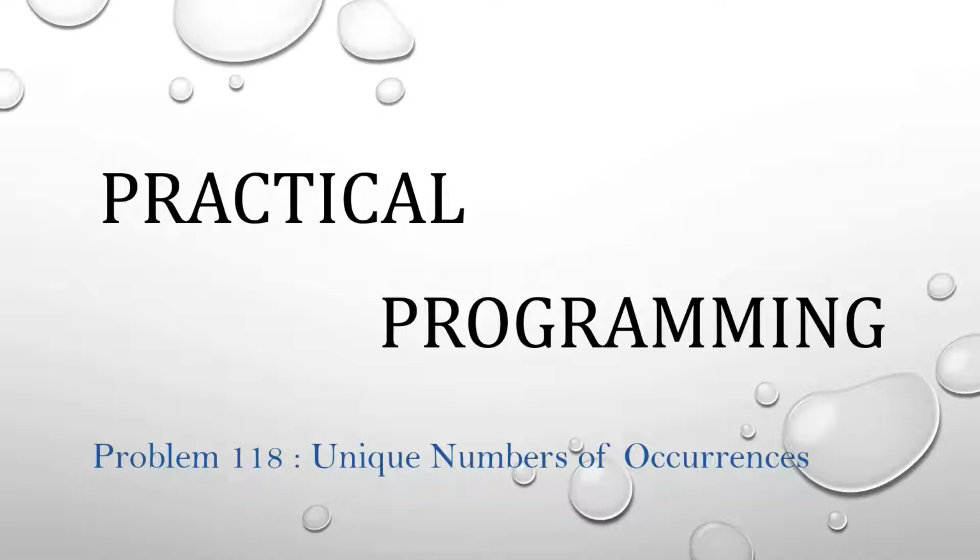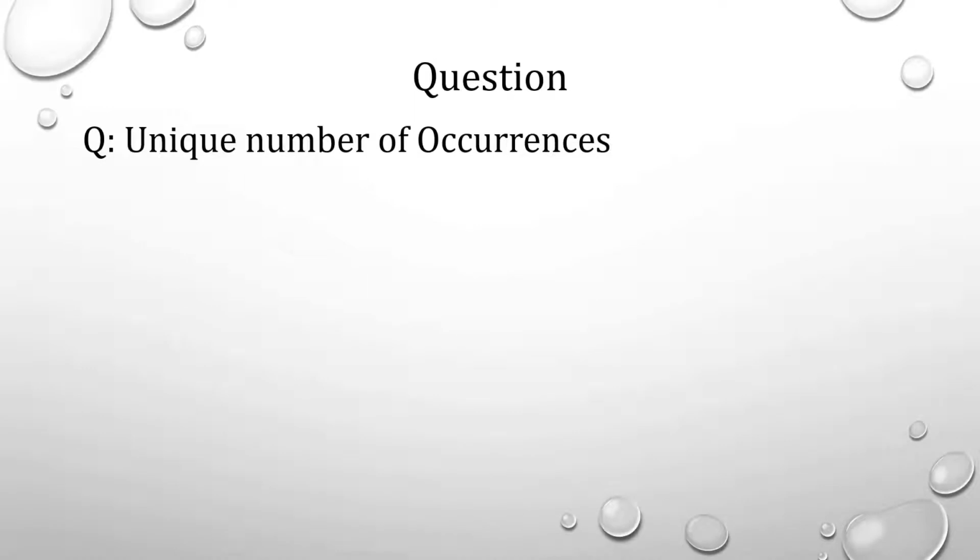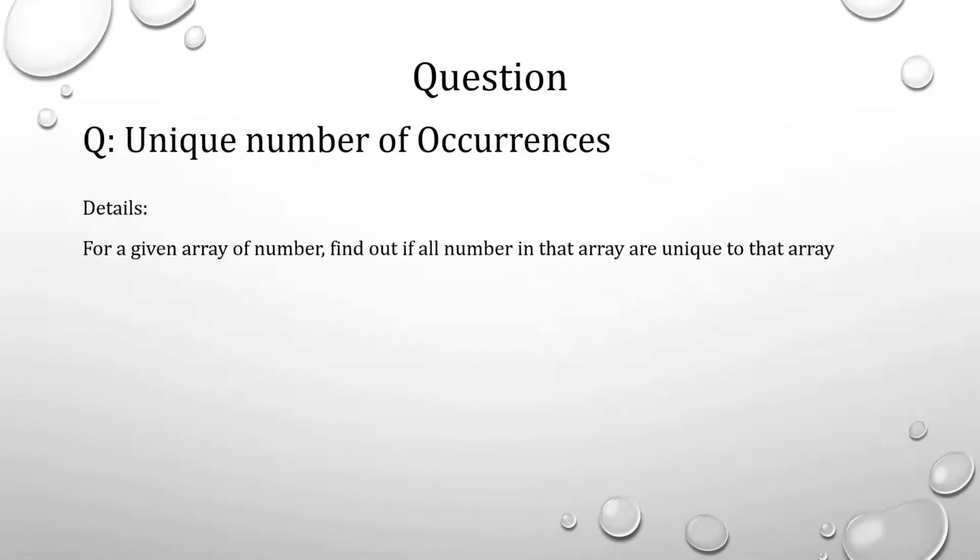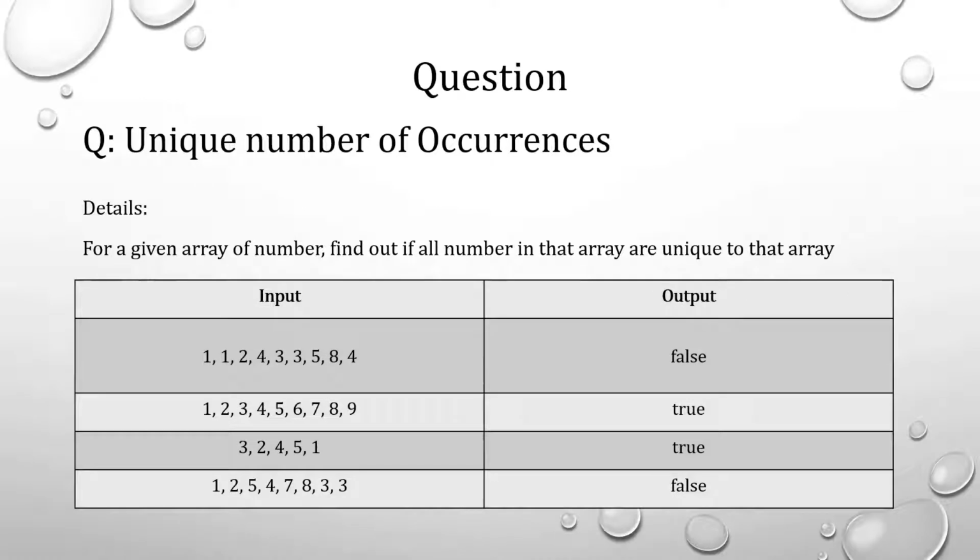Our question for today would be unique number of occurrences. And that's our question for today. Let's look at the details. What it says is, for a given array of numbers, find out if all numbers in that array are unique to that array. That's the input and output for our program.